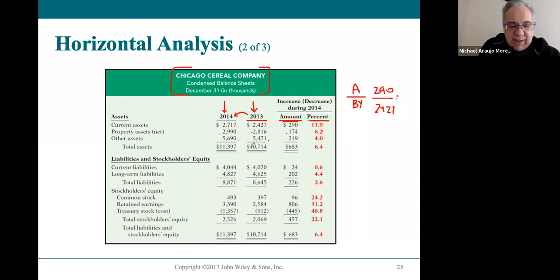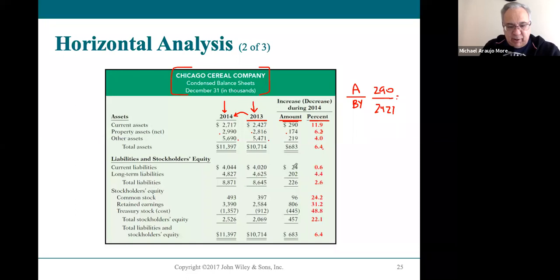683 divided by 10,714 is a 6.4% increase in the total assets. And you do the same thing for the liabilities and stockholders' equity accounts. It's the exact same thing. You're looking at the differences between the base year and the most current year. You put the amount of the difference here, and you divide over the base year.